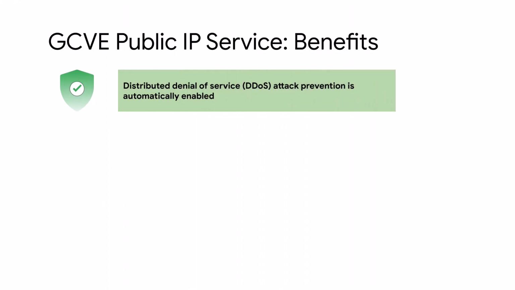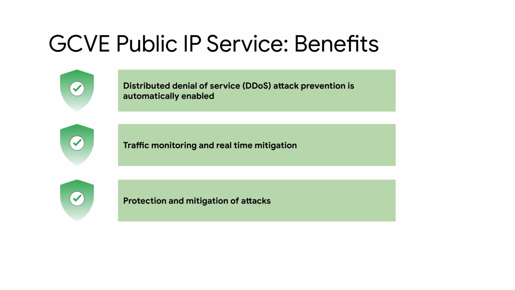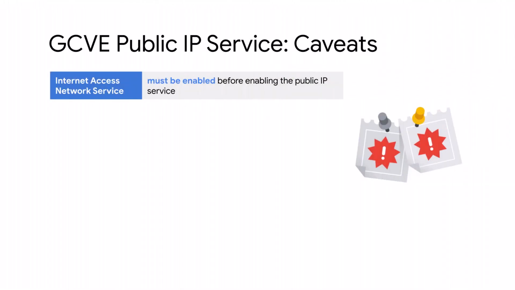The benefits include distributed denial of service, or DDoS, attack prevention, which is automatically enabled for the public IP address, traffic monitoring and real-time mitigation of common network-level attacks, and protection and mitigation of attacks across the entire scale of the global network. Be aware of the following caveats while using the public IP service.